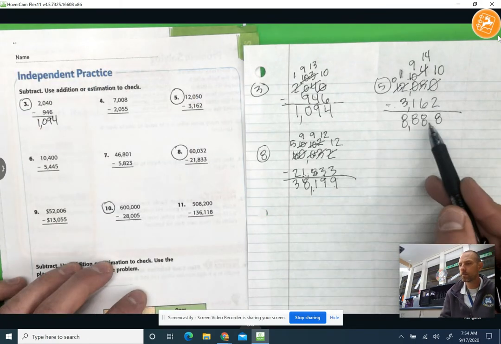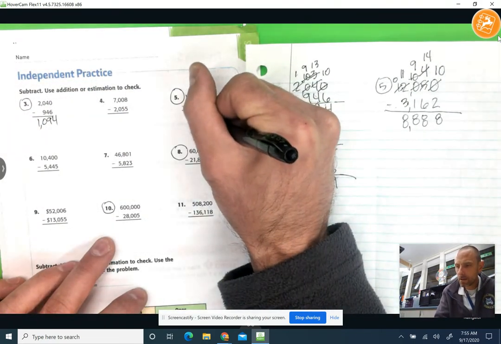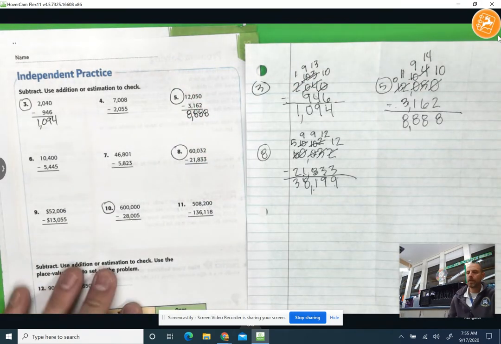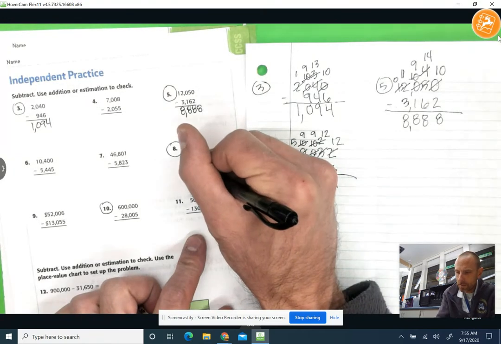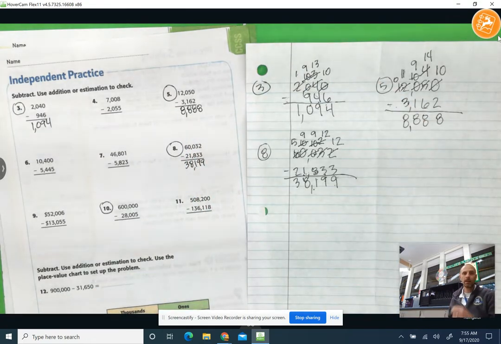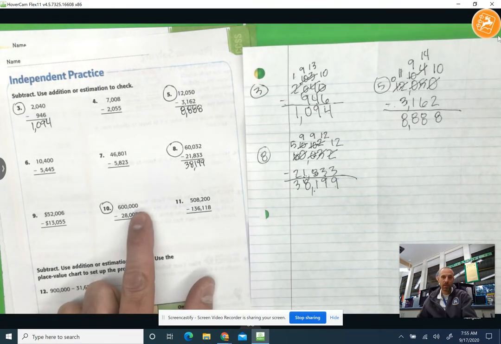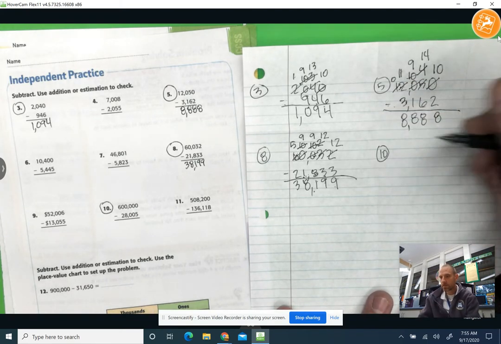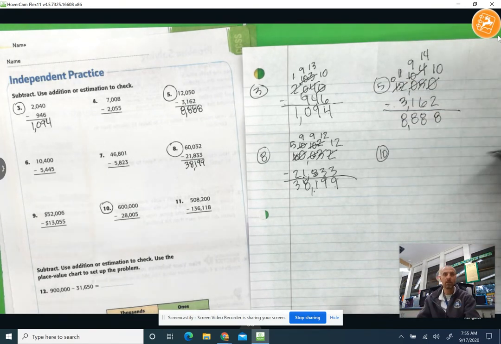So far, number 3, I've got 1,094. Number 5, 8,888. And in number 8, 38,199. And let's do our last problem. Look at this string of zeros in number 10. This is really subtracting across zeros.